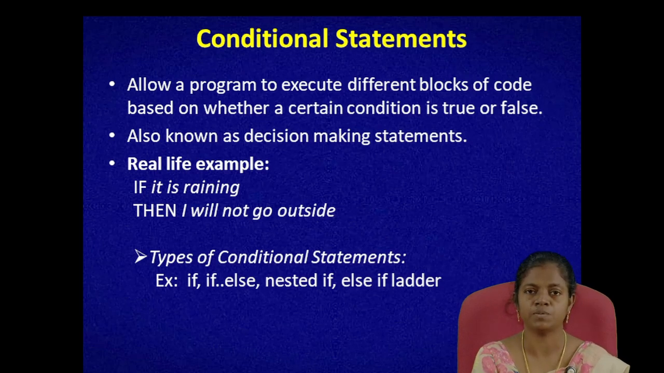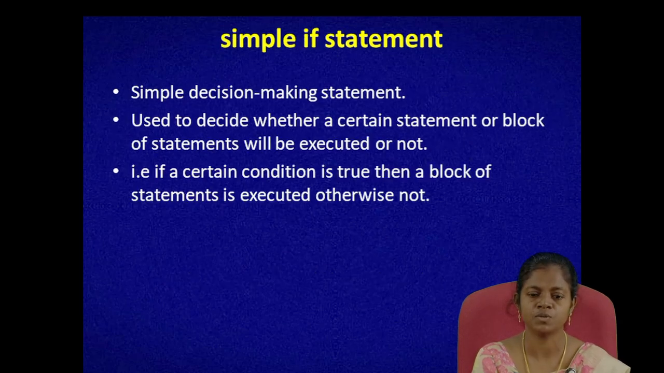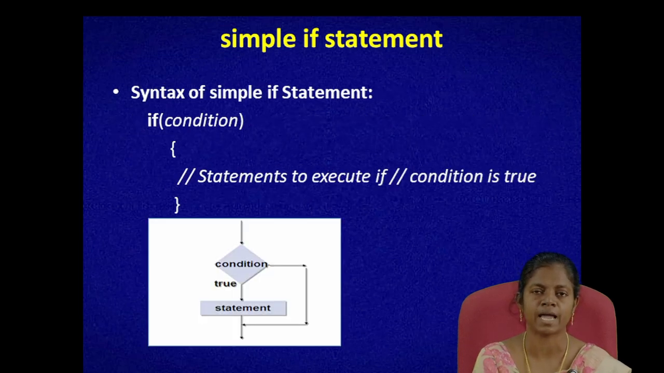These are all the types of conditional statements: if, if else, nested if and else if ladder. First we see about the simple if statement. This is the simplest if statement. We use it to decide whether a certain statement or block of statements is executed or not. First we check the condition. If the condition is true, then a block of statements is executed. Otherwise nothing will be executed. This is the syntax and flow diagram of the simple if statement.